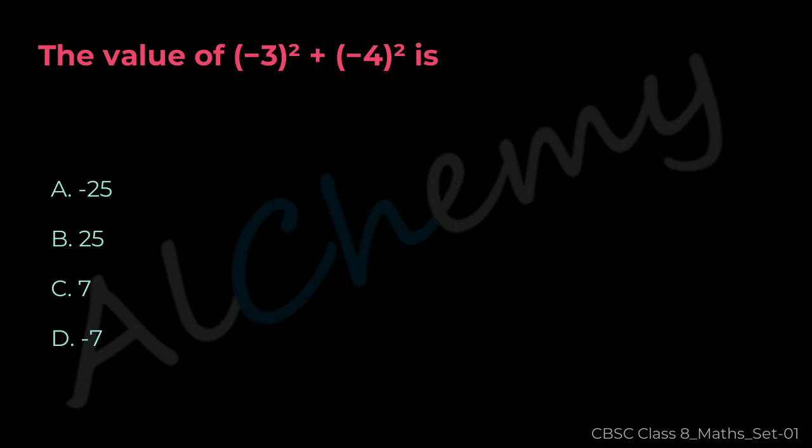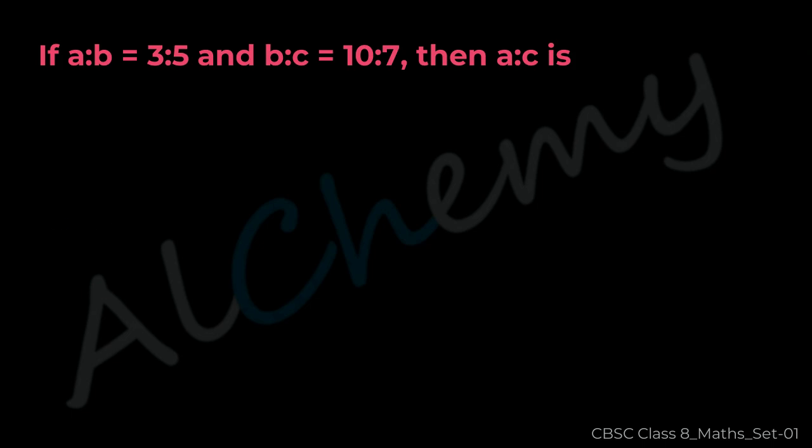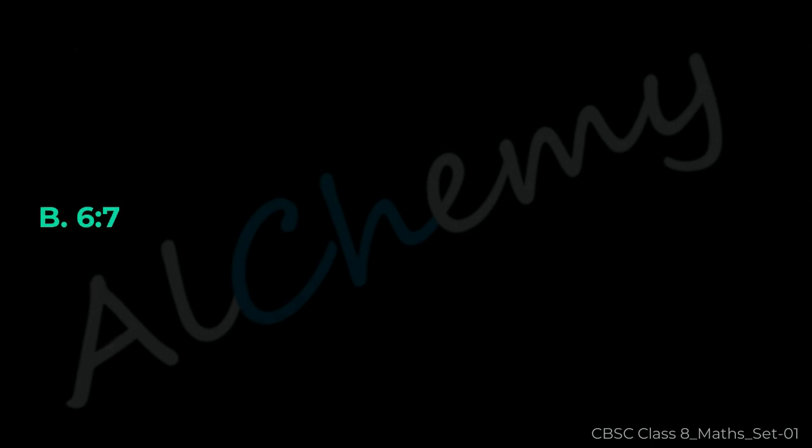7, D minus 7. The correct answer is B 25. Consider the following expression. A 3 7, B 6 7, C 9 14, D 6 14. The correct answer is B 6 7.